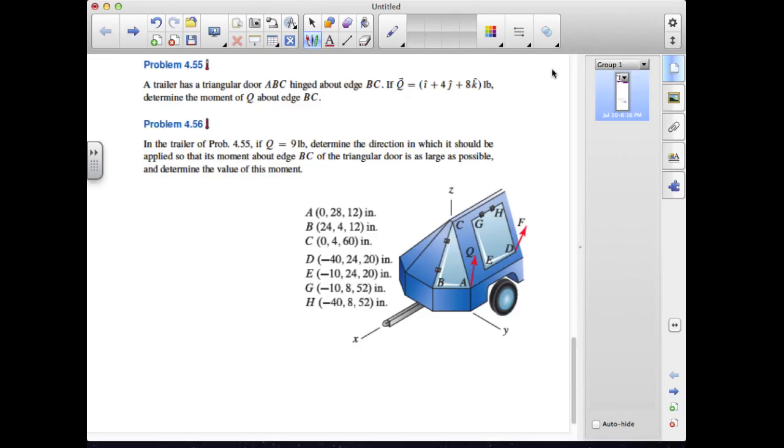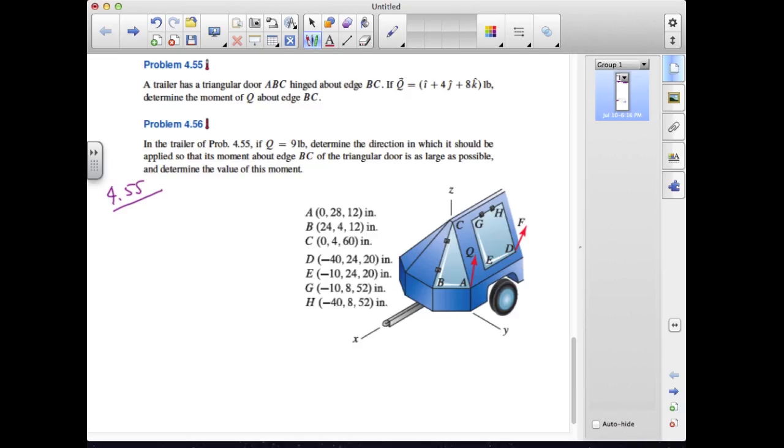Take a moment now to pause the video and try the problems yourself. Resume playing when you're ready to see a solution. So we'll take a look first at problem 455, where Q is given. And what we're going to need to do is define a unit vector that points from, for instance, from B to C. And we can see that that is going to lie in the XZ plane.